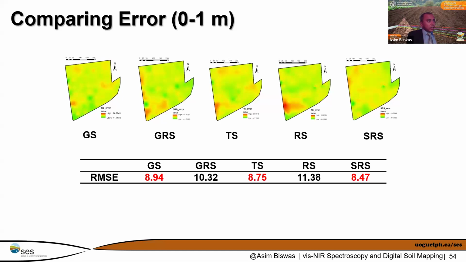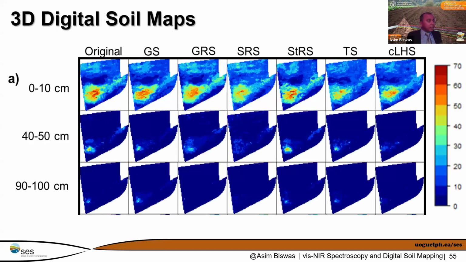Now, this is looking at 1 meter as a whole, but we also have layer-by-layer data. Every 10 centimeters, we created a map of the original and then 6 different sample designs as well. Here I'm showing 40 to 50 centimeters and 90 to 100 centimeters, but we have done 0 to 10, 10 to 20, 20 to 30, 30 to 40, all the way to 100 centimeters.